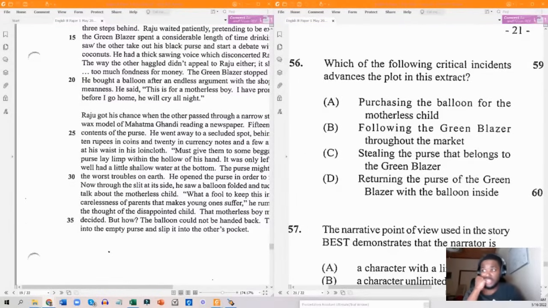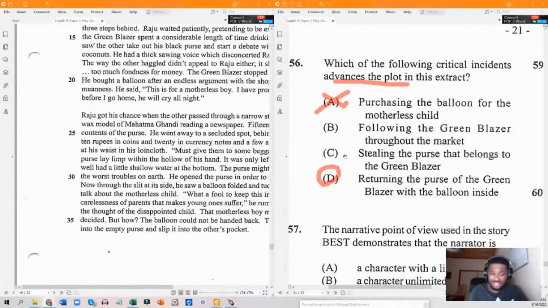What if I told you that neither of those is correct? What about D? 56D. Which of the following advances the plot? Returning the purse. So purchasing the balloon, this doesn't advance the plot at all. Following the green blazer, this is happening throughout the entire first couple of paragraphs, but this doesn't significantly advance the plot.